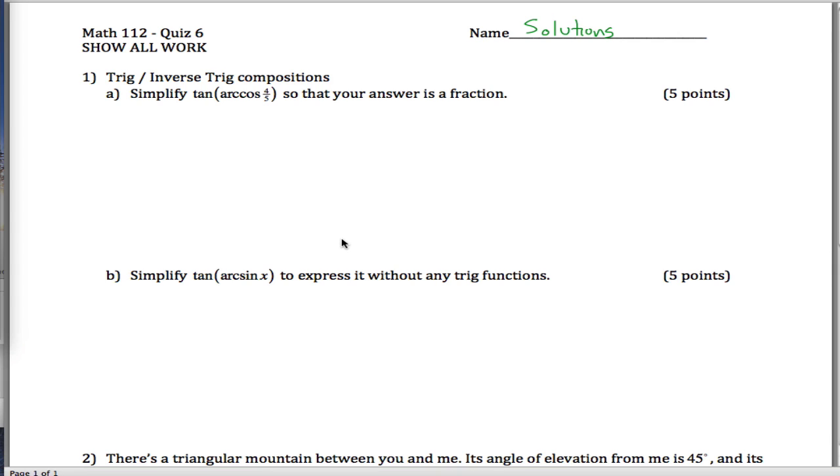Here are solutions to quiz 6 for Math 112. In this first one, we're given two of these inverse trig function composition things and asked to simplify them. On the first one, we want to know what's the tangent of the arc cosine of 4/5.